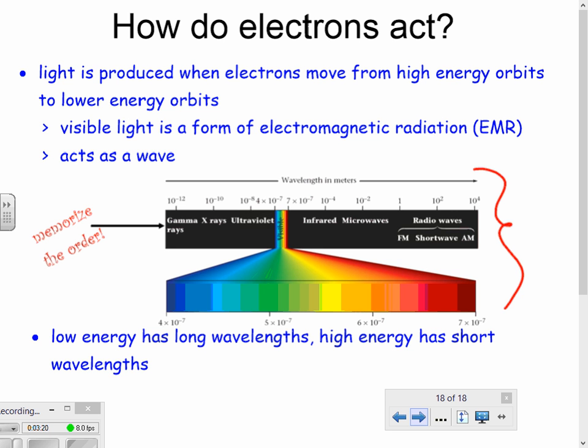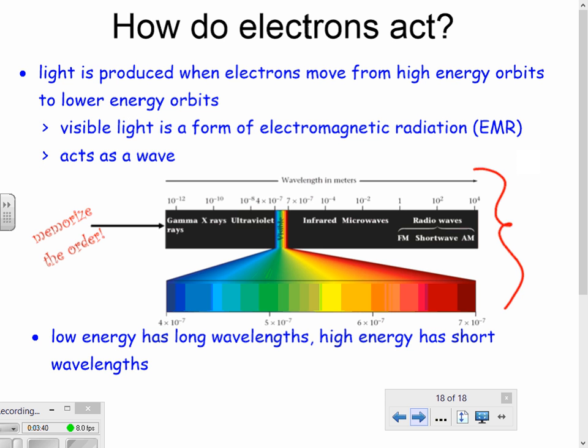These radiations act as a wave. So waves move up and down. They have peaks and valleys. So what we're looking at is a bunch of different types of electromagnetic radiation. You will need to know this order.